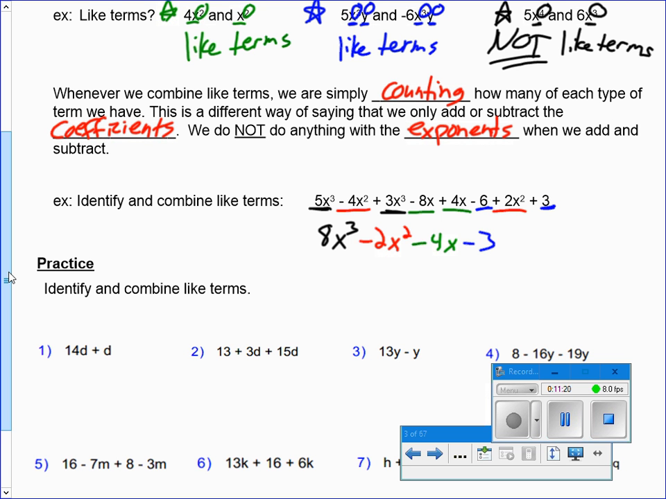Alright, so you got the same idea there below. There's 8 problems for you to practice combining like terms. Remember, we're only combining terms that have the same variables to the same powers, and we're not doing anything with the exponents. Alright, so make sure you follow these rules, not just on this worksheet, but everything we do with algebra is going to follow these same rules.